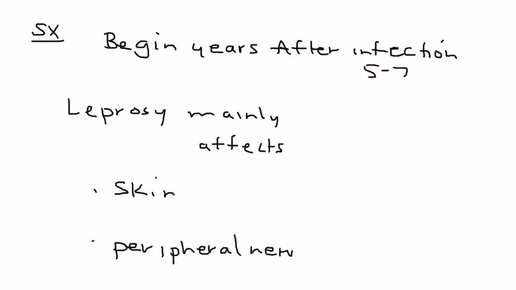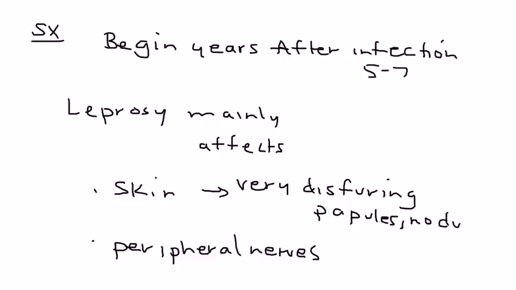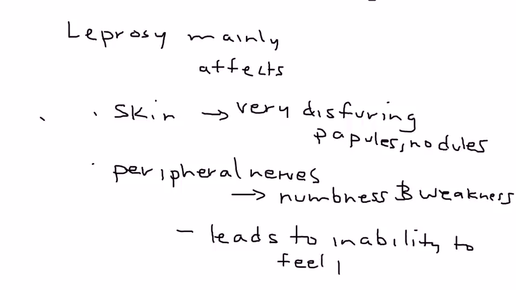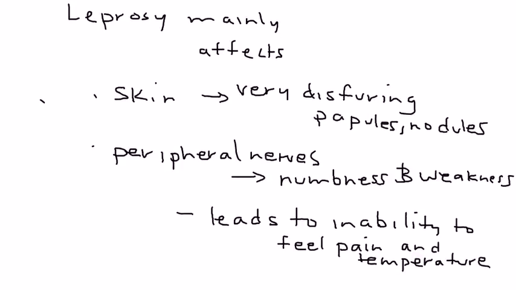Now, the skin infection results in some very disfiguring types of papules and nodules, and this can really disfigure the face or other infected parts of the body. Involvement of the peripheral nerves leads to numbness and weakness. Initially that's what you'll have, but long term this involvement of the peripheral nerves can lead to inability of the patient to feel pain or temperature. And then as time goes on, this can eventually lead to the loss of the digits as well.